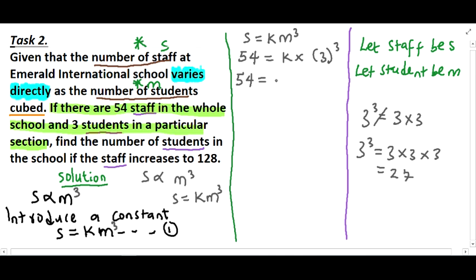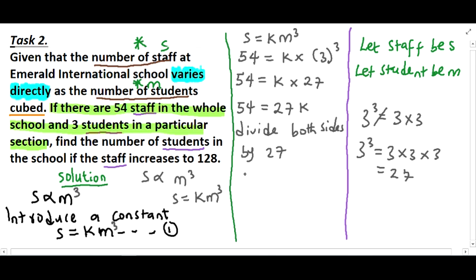Okay, so we have that k times 27, and here we'll have 54 is equal to k times 27, which gives us 27k. So what do we do? Divide both sides by 27. So we'll have 54 over 27 equal to 27k over 27. The 27s cancel, so k stands alone, and 54 divided by 27 gives us 2. So therefore, wow, our constant in this question also had to become 2 again.